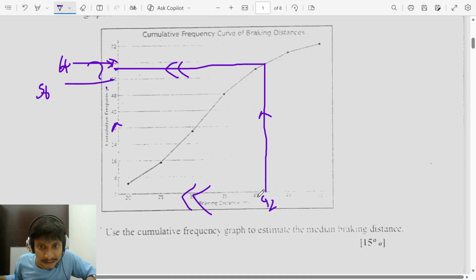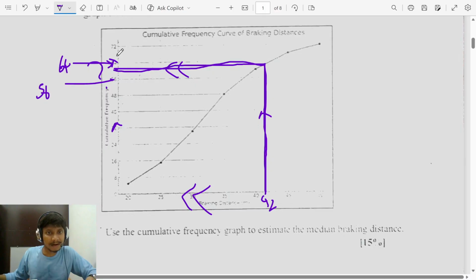This range is here, 42. You must draw the vertical line. Then you have to meet the curve, the graph, and you must draw the horizontal line parallel to our axis. And you will get the result, that is 60. That means 42 here.